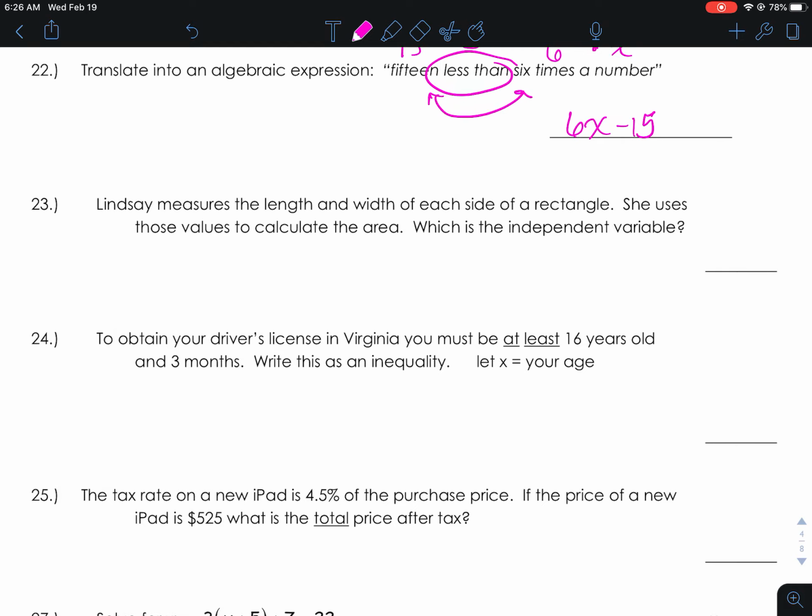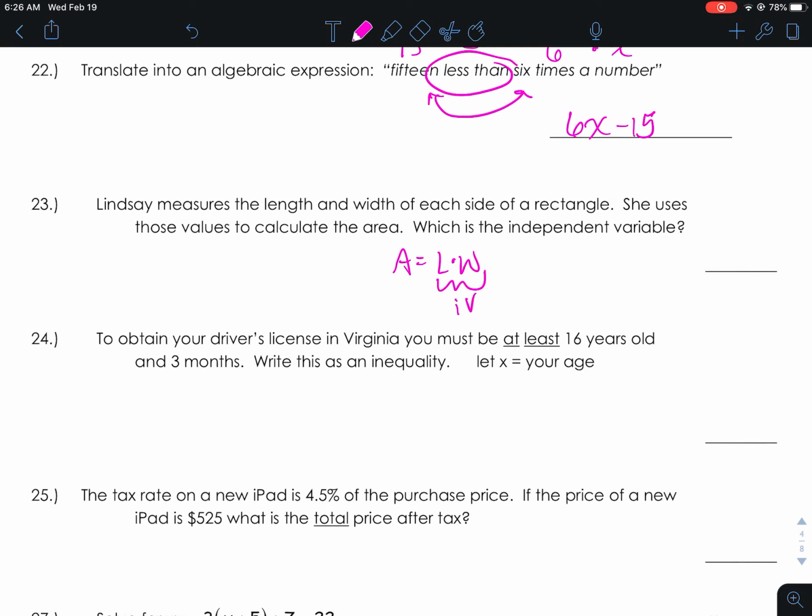Lindsay measured the length and width of each side of the rectangle. She uses it to calculate the area. What's the independent variable? So the area is length times width. These are your independent variables.